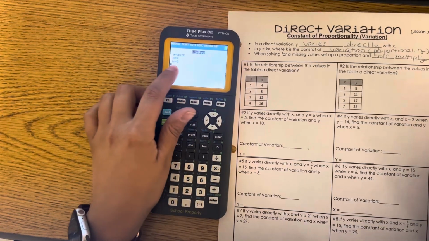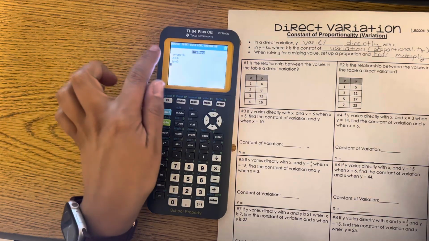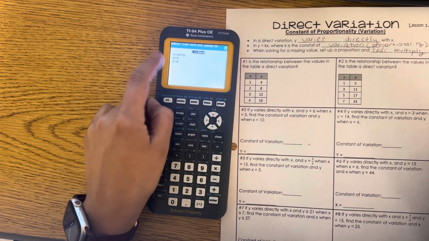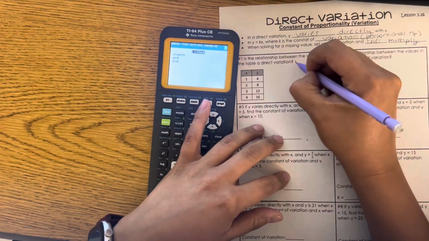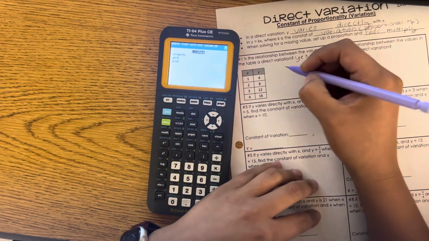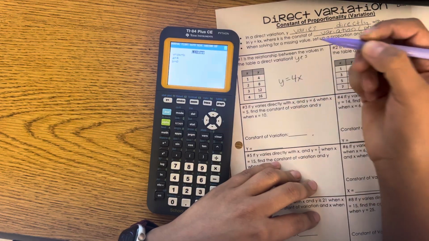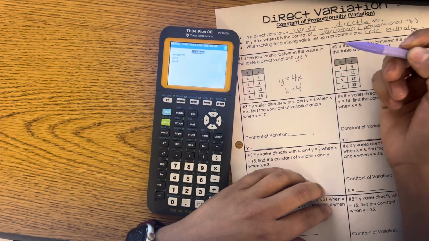Now what you'll notice is the first question: does the relationship between the values show a direct variation? How I know is if it's proportional, and proportional means that the y-intercept is 0. Since the b value is 0, it is proportional, so the answer is yes. And then if I'm asking for the constant of variation, that would be y equals 4x. Think of it like slope-intercept form, where the constant of variation k is equal to 4.